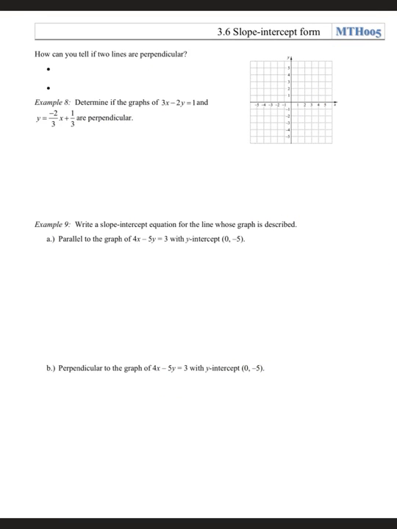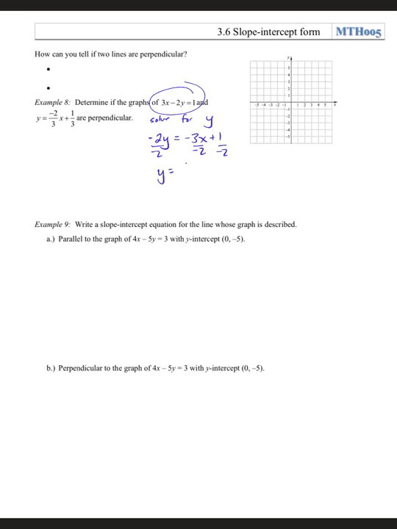Okay, moving on to the last page here. Now we want to know, how can we tell if two lines are perpendicular? So now we want to talk about perpendicular lines. Let's go ahead and do the same thing we just did by graphing each of these lines in the space provided. So let's start with the first one. Again, we have to solve for y first. So we subtract a 3x from both sides. So we get negative 2y equals negative 3x plus 1. And then we divide everything by negative 2.